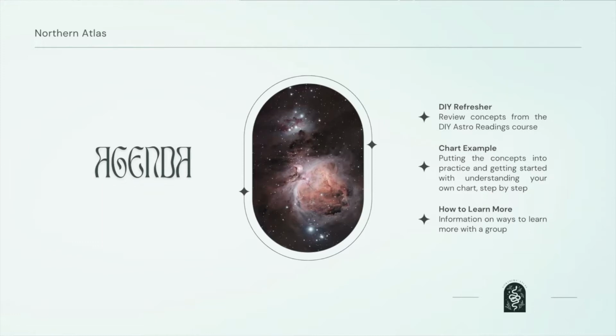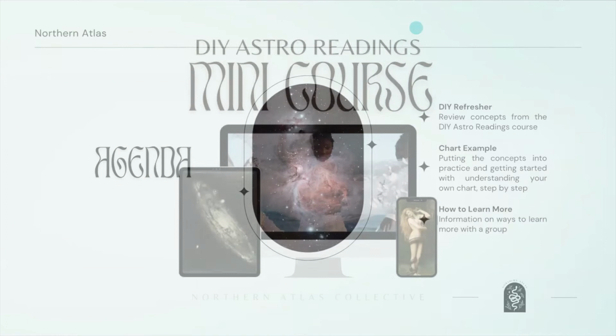Today we are going to be going over a few concepts from the DIY Astro Readings course that I created, with 5 different lessons and multiple modules within those lessons. And then we're going to look at a chart example to start putting those concepts into practice and understanding step by step how we can start to look at our own chart. At the end, I'm going to present some information on ways to learn more, specifically with a group of astro enthusiasts.